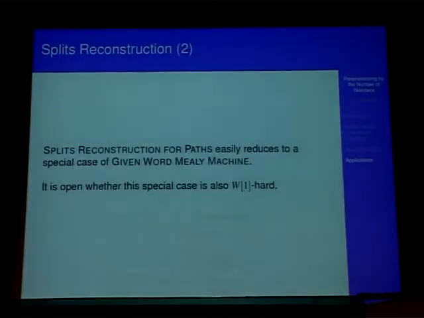Okay, and so this problem easily reduces to a special case of the other Mealy machine problem, namely a given word Mealy machine problem. And I think it's a really interesting open question whether this special case is also W[1]-hard. We think so, but we have not been able to prove it.